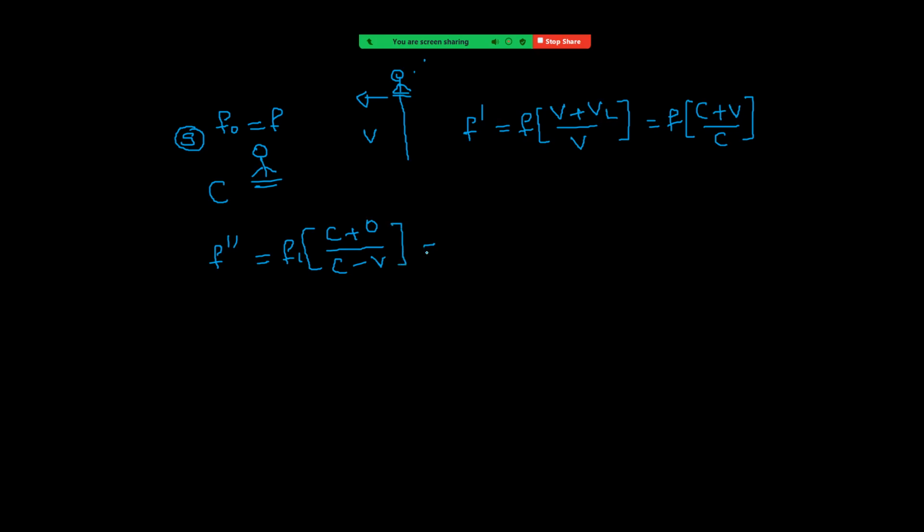Now substitute the value of f dash, not f1. In place of f dash, put f into (c plus v) by c, into c by (c minus v). The c gets cancelled, so f into (c plus v) by (c minus v). This is the frequency of the reflected wave observed by this person. Next, we have to find the wavelength.